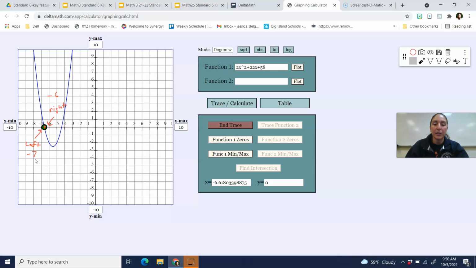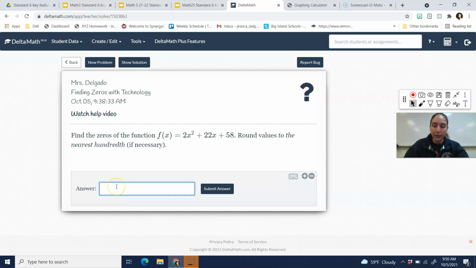So that's -6.618. I'm rounding it to the nearest hundredth. So that's 1, tens place, hundreds place, 1. The next number is an 8, which means that has to round up to a 2.